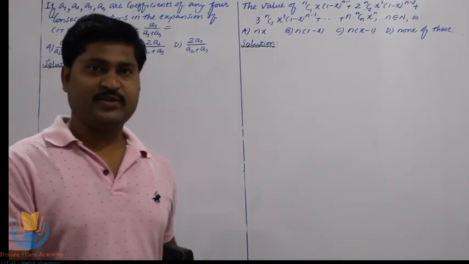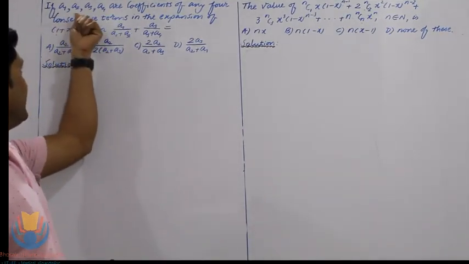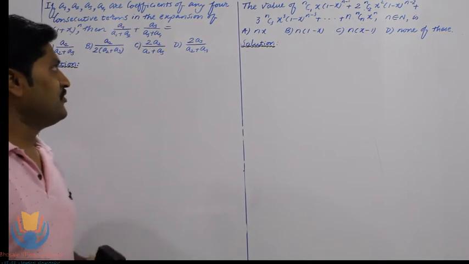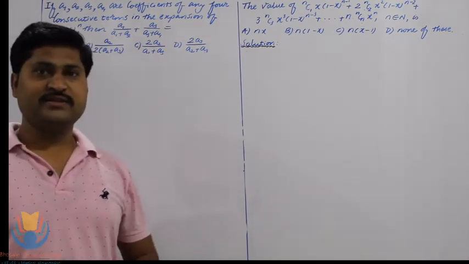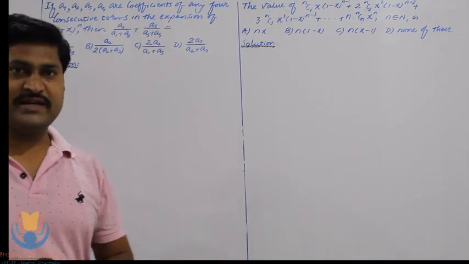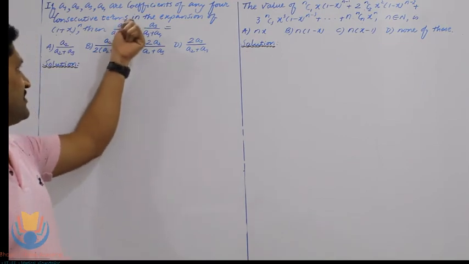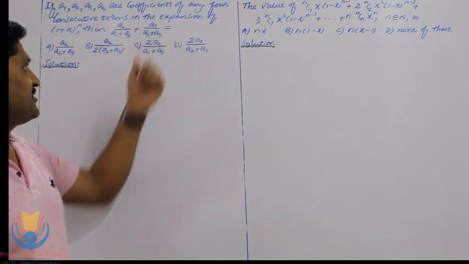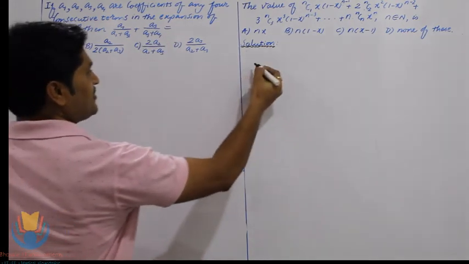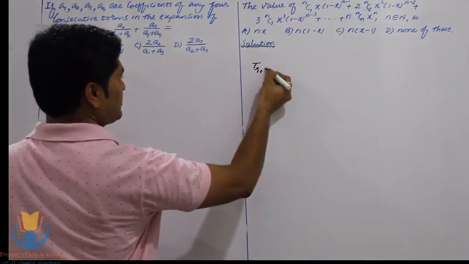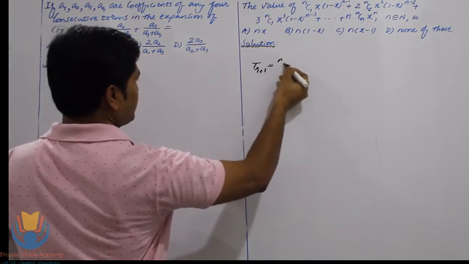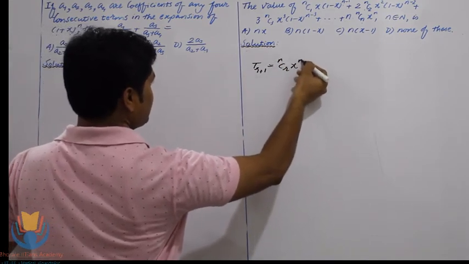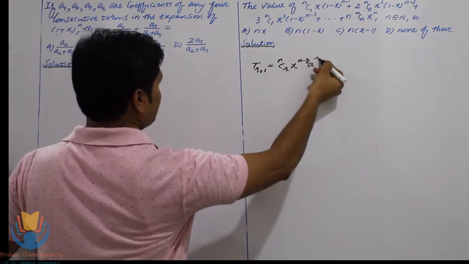Let's start these two MCQs. Here in the first, A1, A2, A3, A4 are coefficients of any four consecutive terms in the expansion of (1 plus x) whole raised to n. And we have to find the value of A1 upon A1 plus A2, plus A3 upon A3 plus A4. For that, we will consider the formula T(r+1) is equal to nCr into x raised to n minus r into a raised to r.